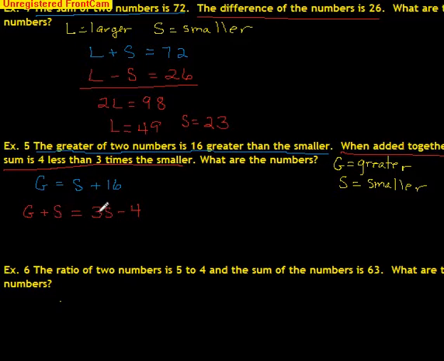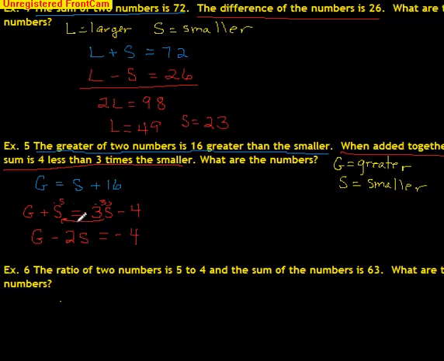So let's bring the s over here. Actually, let's bring everything over to the left. The greater minus 2 times the smaller. If I subtract 3s from both sides, we're going to get minus 2s equals minus 4. So all I did was I brought this over, subtracted 3s from both sides.